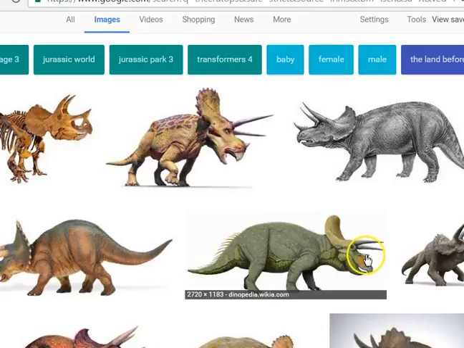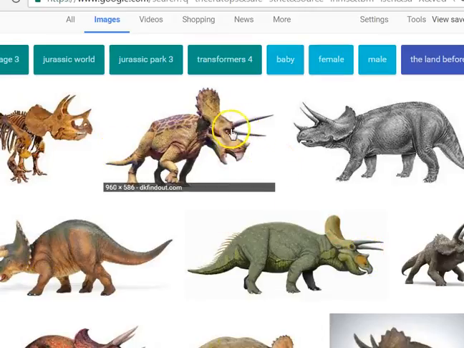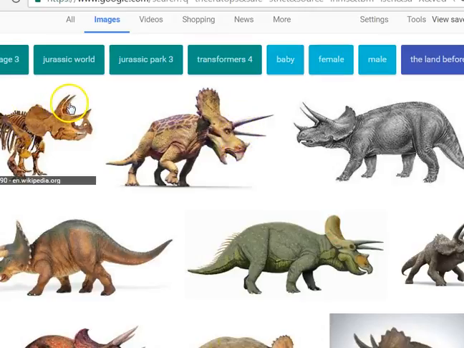Okay, so everybody, no one in class said that they had seen a picture of a Triceratops before, and so these are Triceratops, and they have two horns on the top of their head, and then they have another horn on their nose.